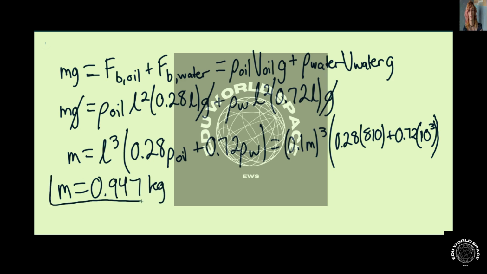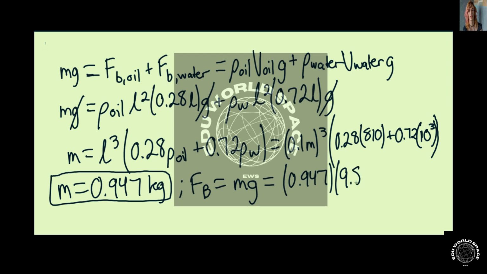So this would be the first answer, and then for the second answer, they want the buoyant force. So the buoyant force would simply be equal to the mass times the gravity, because this is in translational equilibrium. So this would be equal to 0.947 times 9.8, and we find that the buoyant force is going to be equal to 9.3 newtons.